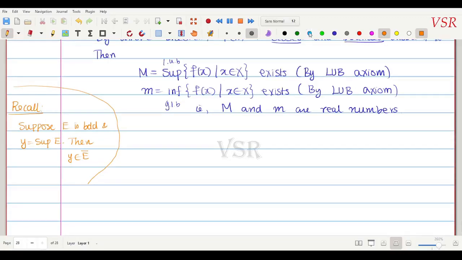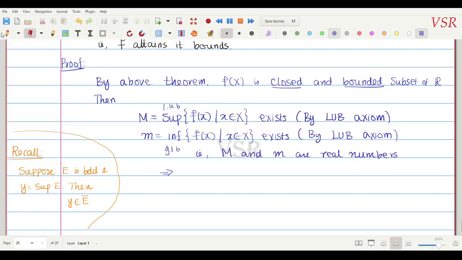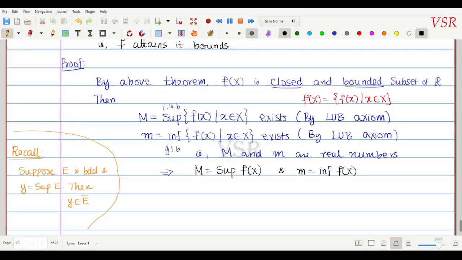Okay, then this implies that, where are all these sets? Who is this set? This is f of x, it is f of capital X. But let me write it separately. Okay, we know that f of capital X is the set of all f of x where x belongs to capital X. I have taken the supremum of this. So this implies that capital M, which is equal to the supremum of f of capital X, and small m, which is equal to the infimum of f of capital X.